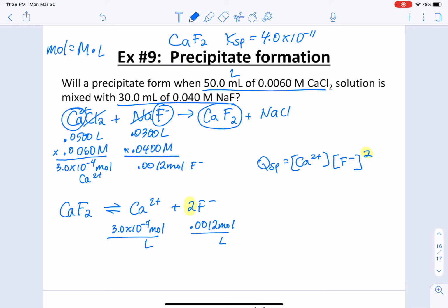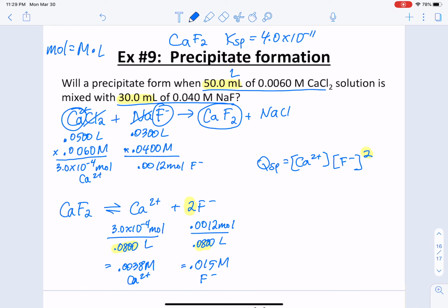Now this solution we had, what was it? 50 milliliters plus 30 milliliters. It gives me a total of 80 milliliters. So 0.08 liters of solution. And my concentration, when I divide that out for calcium, it's 0.0038 molar calcium. And for fluoride, it is 0.015 moles per liter of fluoride.